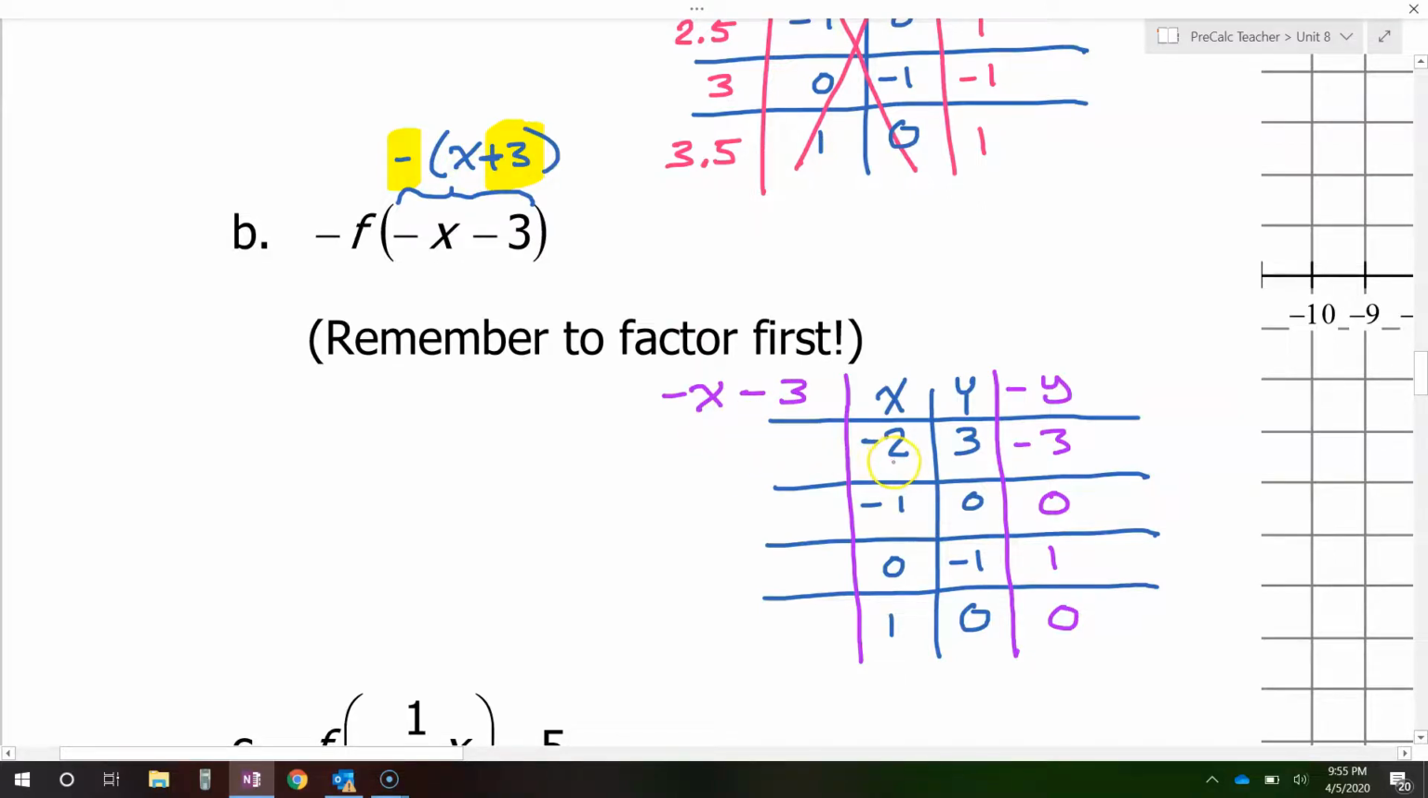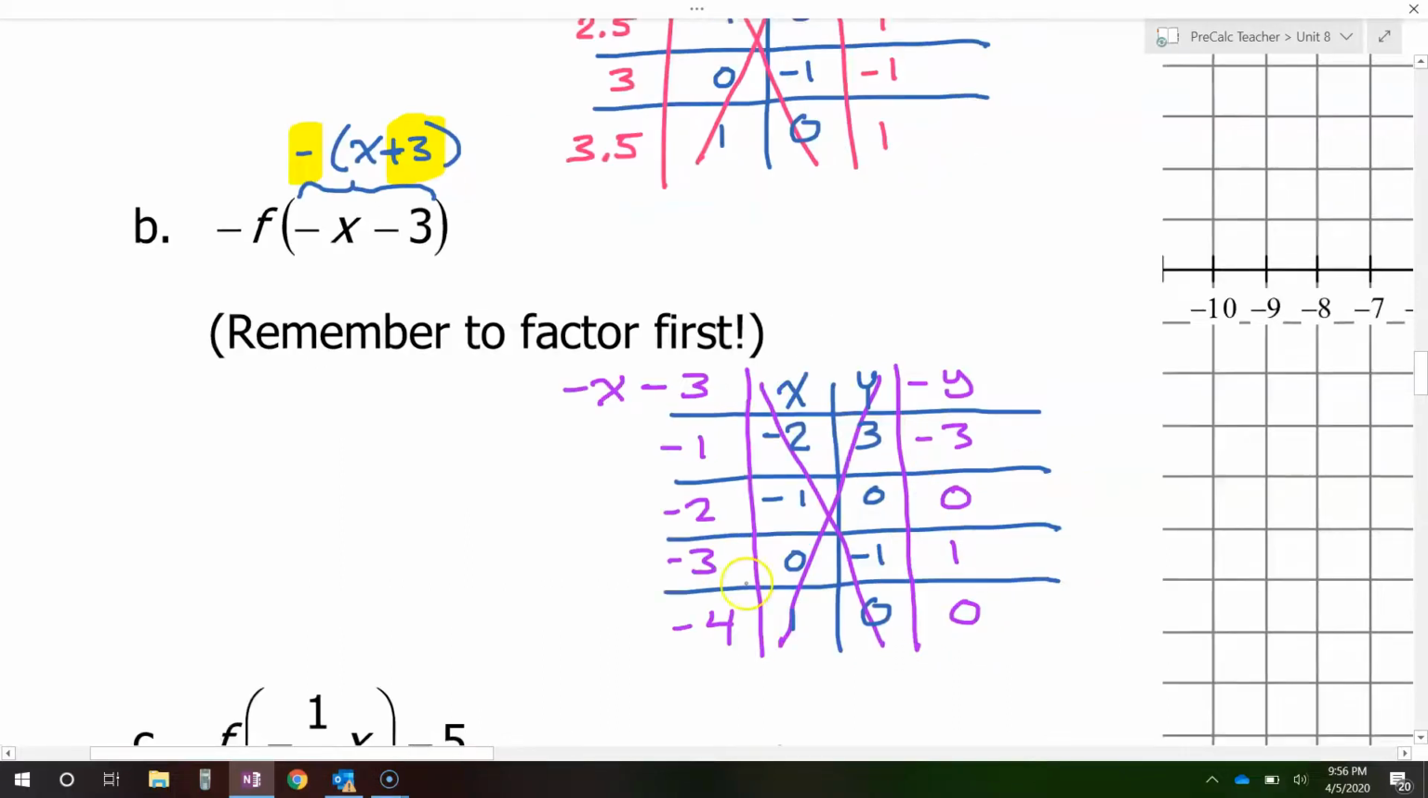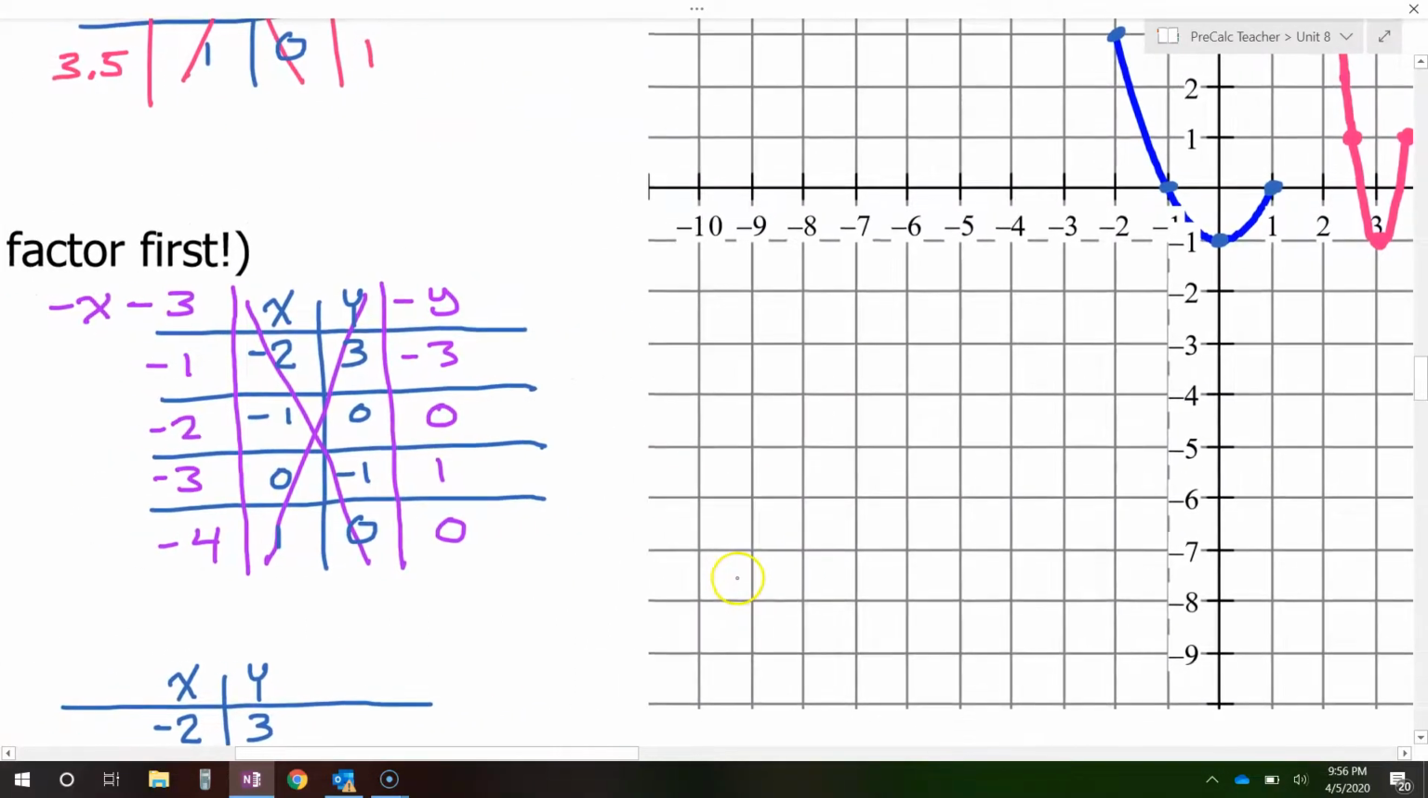So the opposite of this is 2, and then -3 is -1. The opposite of this is 1, and then -3 is -2. Opposite of 0 is still 0. -3 is -3. The opposite of this is -1, and -3 is -4. So we have our new x and y values. So we can throw out the old and plot these points.